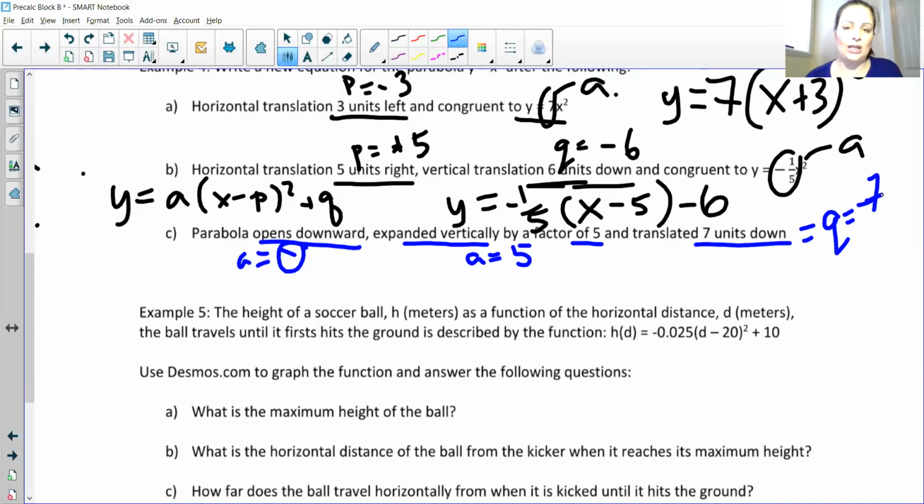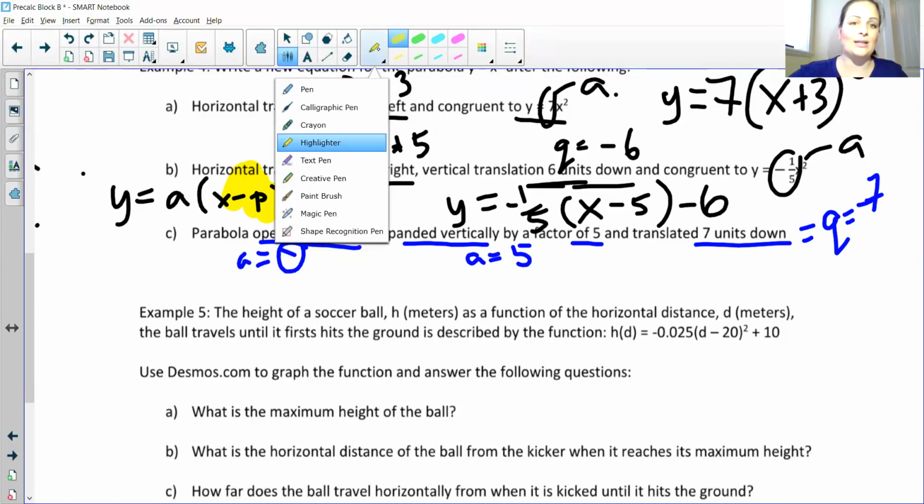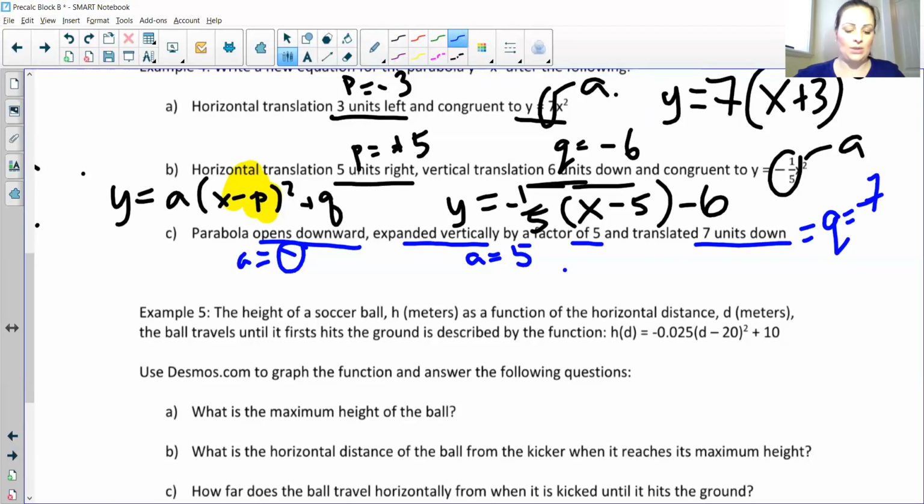Does it mention anything about P? No, it mentions nothing about left or right. So that means there's nothing in the bracket here. P is just 0. So x minus 0, x plus 0 is the same thing. It's just x, so we don't have to write the brackets for this one. This one becomes y equals negative 5 x squared minus, oops, I was going to write q, minus 7.